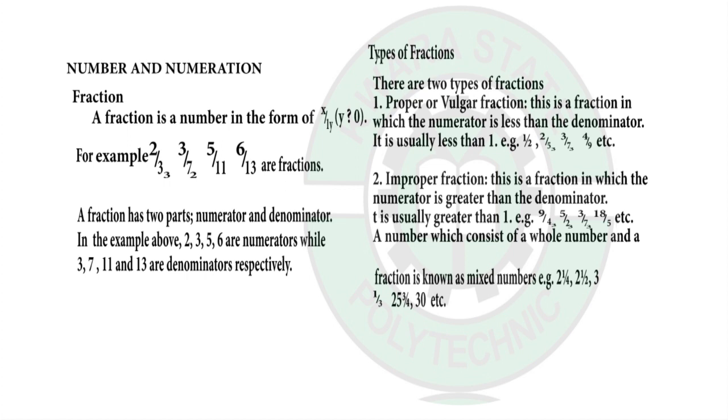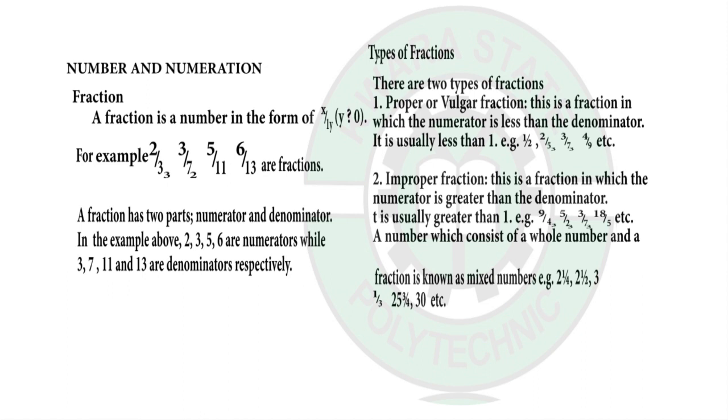Example of fraction is 2 over 3. Here, 2 is the numerator, while 3 is the denominator. Types of fractions. There are basically two types of fractions. We have the proper or vulgar fraction, and this is a fraction in which the numerator is less than the denominator. For example, in the case of 2 over 3, since 2 is less than 3, then we can say that it is a proper fraction.